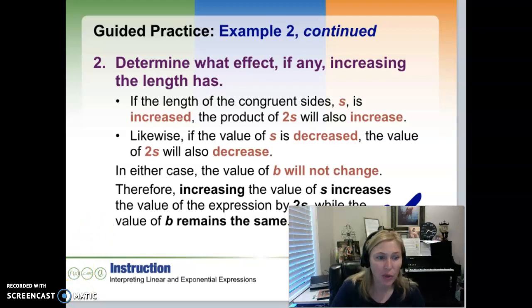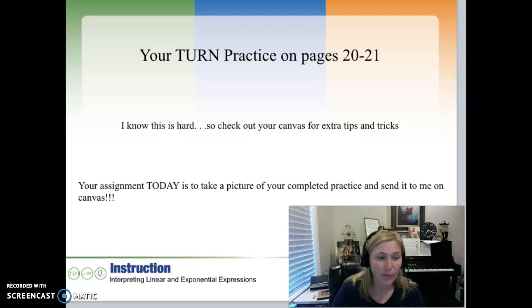Okay, so the last thing I want you to do, this is what you're going to do today with the sub. You're going to turn to page 20 and 21. I know this is hard, so you can check this video for extra tips. Your assignment today is going to be taking a picture of what you complete. And then, if not, I'll need to check your books when I come back to class. This is a pre-test. Please don't stress about it. It's a matter of completing it and doing your best.